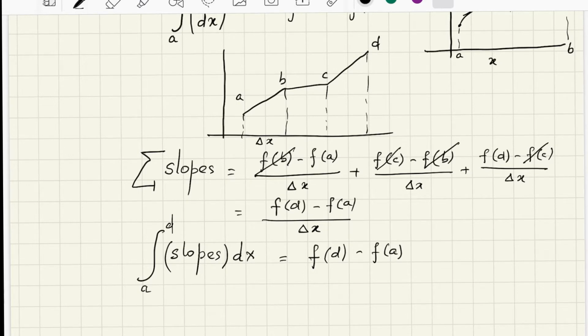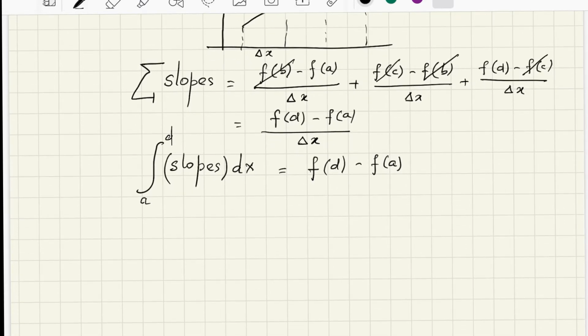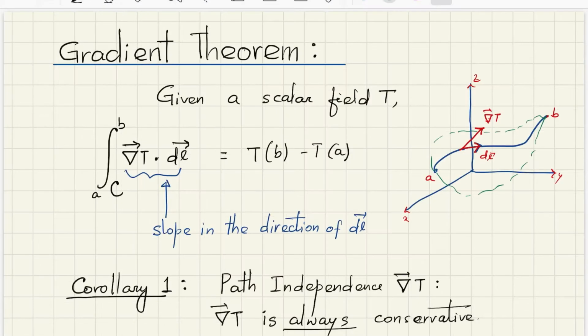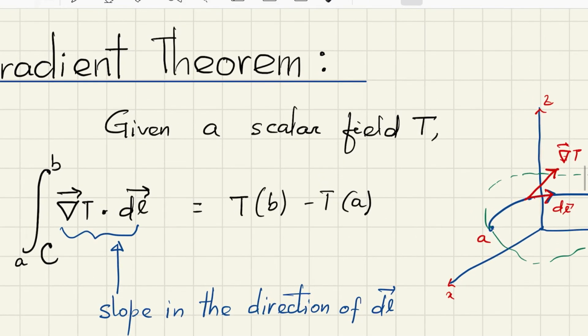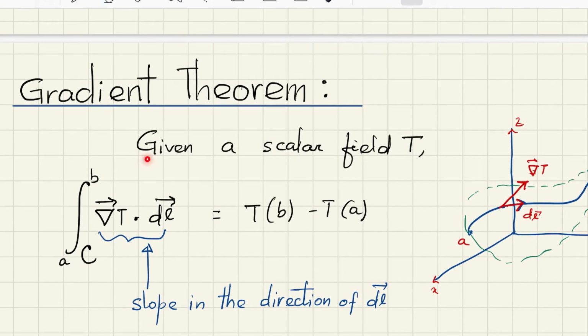Now, in vector calculus, we have seen that we have three different kinds of differentials. Let's take now the gradient theorem. The gradient theorem says that given a scalar field T, if we take the gradient of T dot dl along a curved path and integrate it, then it is nothing but the difference between the values of the scalar function at the two edge points. We know the physical meaning of gradient dot dl.